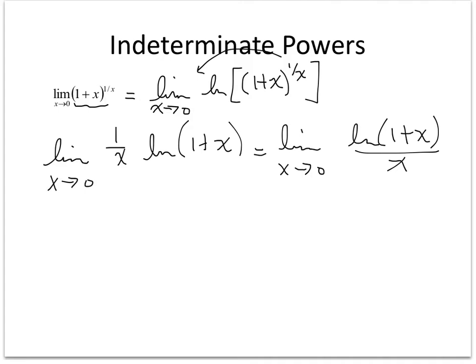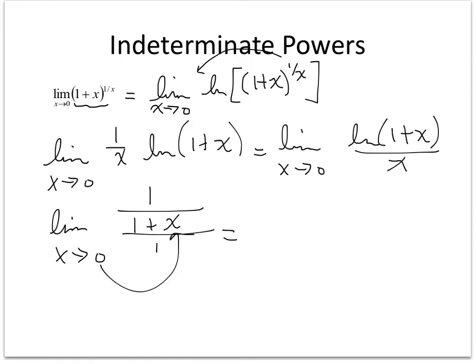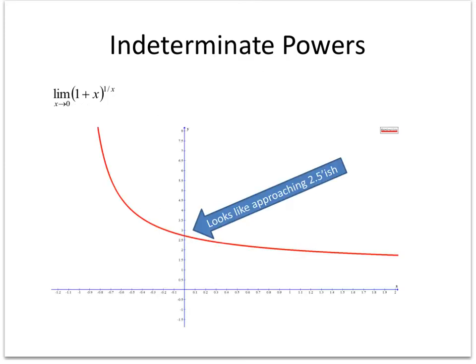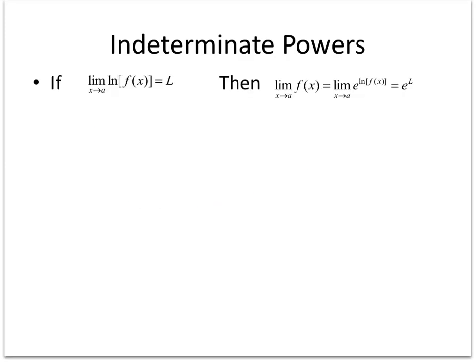So I take the derivative. The derivative of the top is 1 over 1 plus x. The derivative of the bottom is 1. Now I can plug in my 0, and I get my limit of 1. Now remember, this is the limit of the log. So what you need to do is, and I already gave you the answer, by the definition, I got 1, but my actual answer is e to the first power, or e, or as you saw in that last graph, about 2.78.